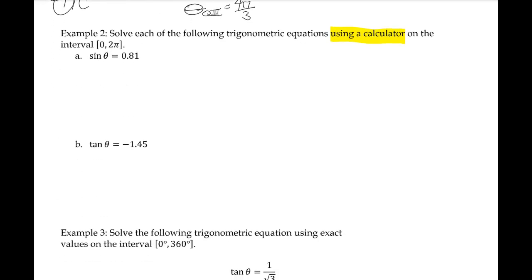When I'm doing it with a calculator, it's nice and easy in the sense that we just consider what the calculator spits out. But we do still need to keep in mind that we should always have two solutions unless my domain is very restricted. And again, I'm working in radians, so I would need my calculator in radians.